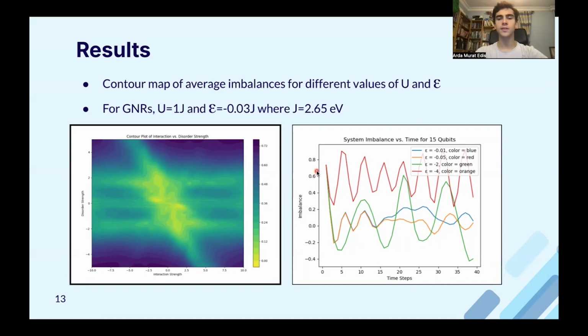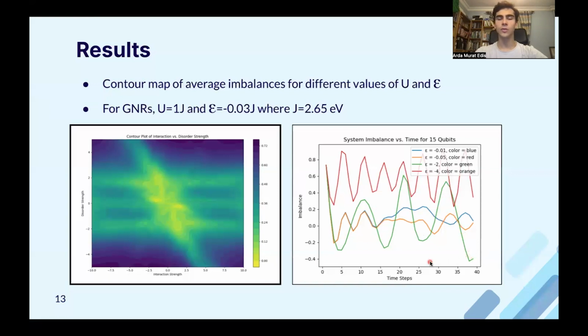We also plotted the system imbalance over time for U equals 1J and for various different epsilon values, and we found out that for epsilon equals negative 0.01J and negative 0.05J, the system imbalance converges to zero as the system evolves through time. However, for epsilon values with larger magnitude, the system imbalance clearly deviates away from zero.